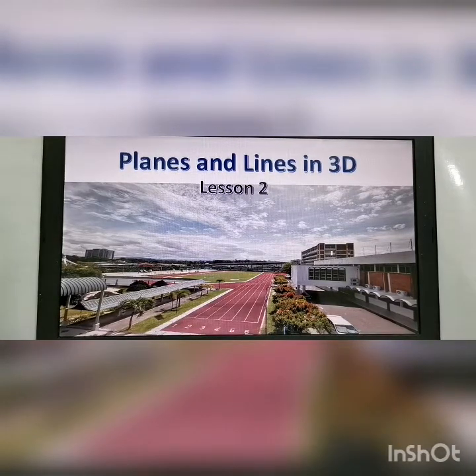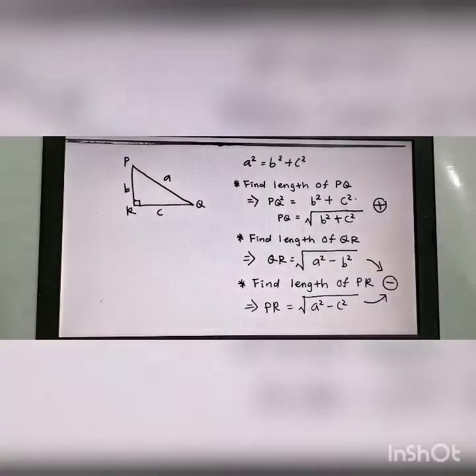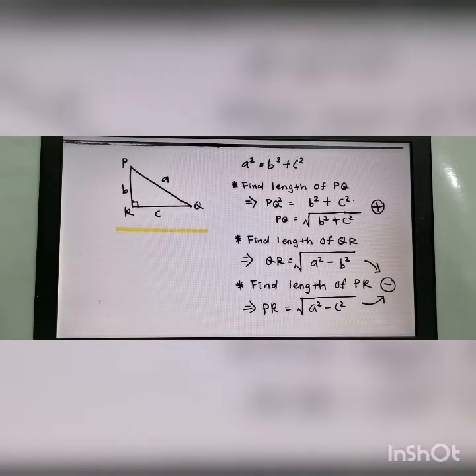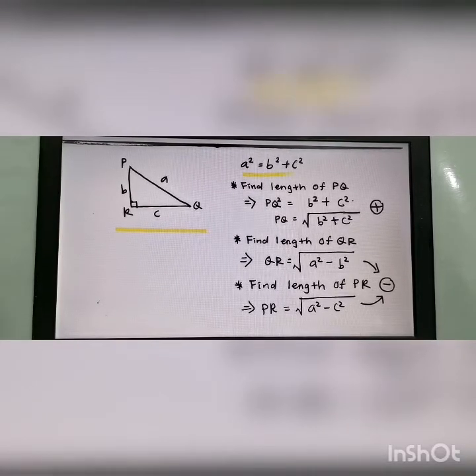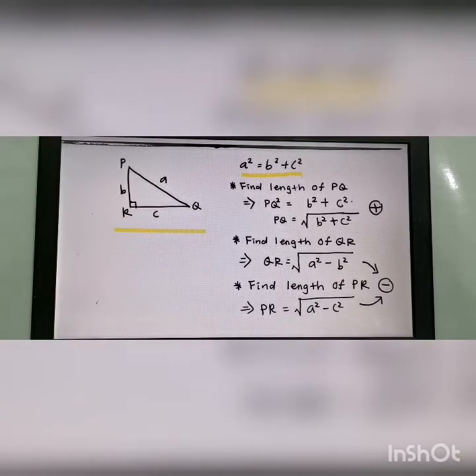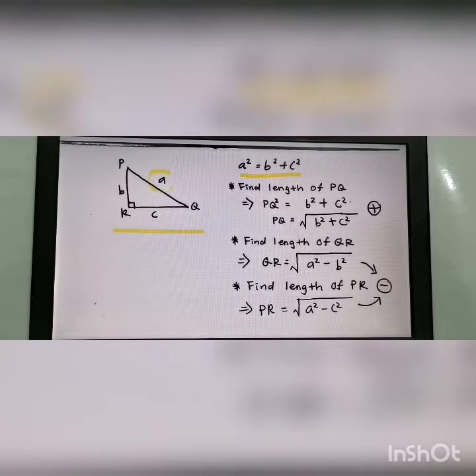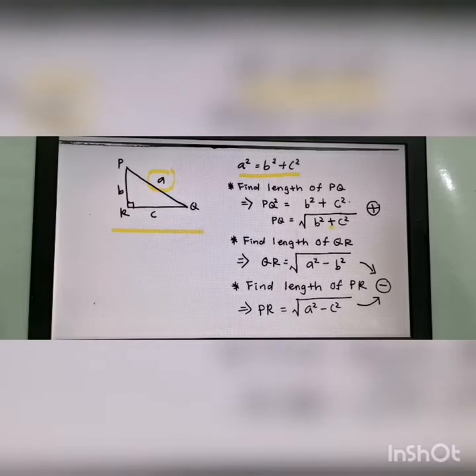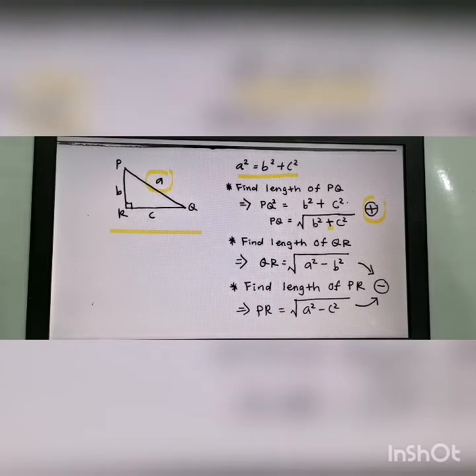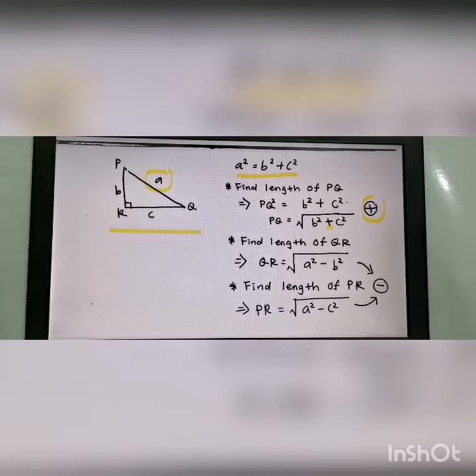Okay, today we learn about lesson 2 for the plane and lines in 3D. Before that, you need to revise the Pythagoras Theorem, a square equals b square plus c square, before you go to the calculation of this chapter. For example, they give you a right angle triangle. If you want to find the hypotenuse here, you use plus, which means b square plus c square, and then square root it, and then you can find the length of PQ.